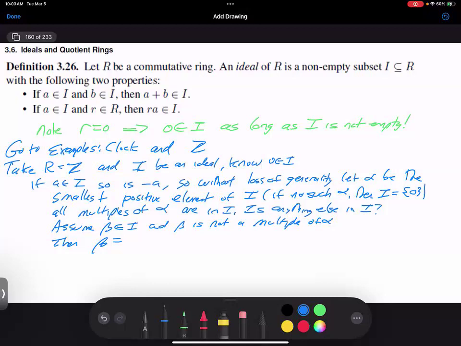Good. So let's do maybe m alpha plus r. And what do we know about r? It's smaller than alpha. It's not equal to alpha. What else? How small can r be? So could r be 0? What would it mean if r is 0?